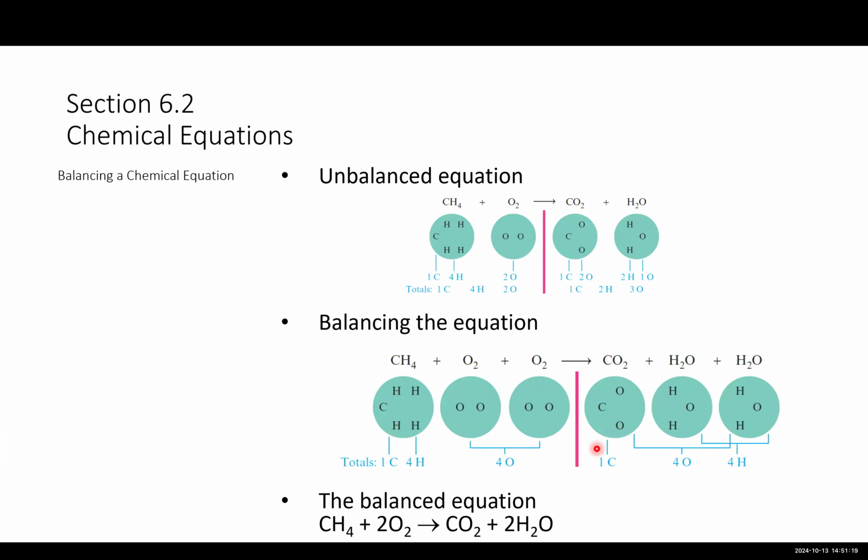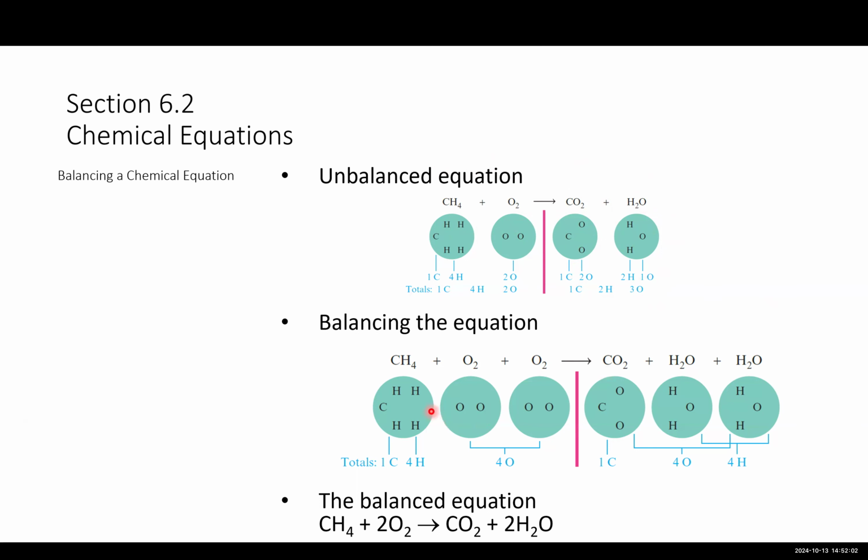And then based on the law of conservation of mass, you have to have the same number of atoms in the reactant side and the product side. So when you see the unbalanced equation, the total number of carbon is 1, hydrogen is 4, and oxygen is 2 in the reactant side. And on the product side, you have 1 carbon, 2 hydrogen, and 1, 2, 3 oxygen. So it's not balanced.